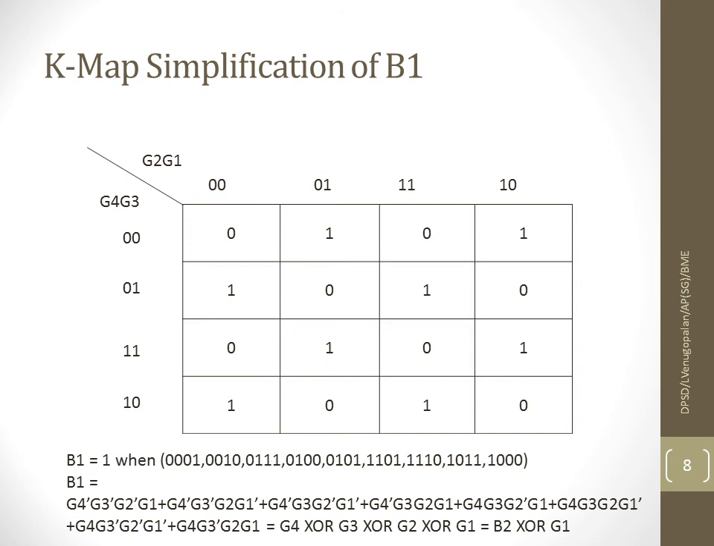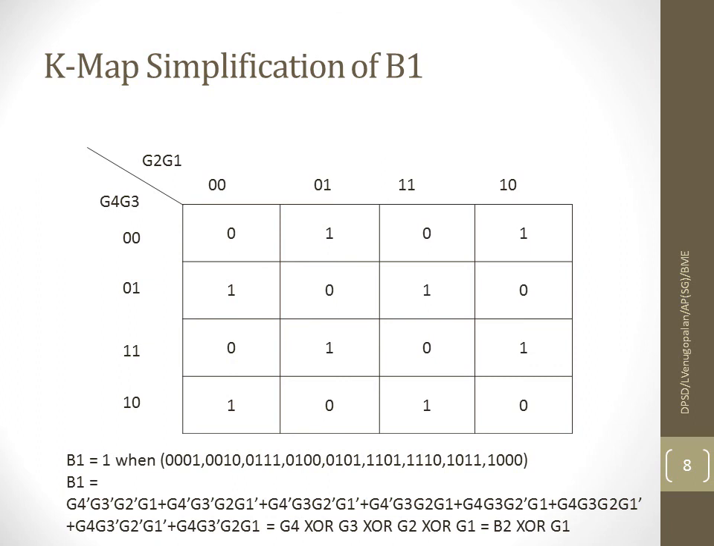And if you do the simplification, you will find G4 exclusive OR with G3, exclusive OR with G2, exclusive OR with G1. This would be your simplified equation for this particular min-term Boolean expression. Now, we know that when G4, G3 and G2 are exclusive ORed together, we get B2. So I just exclusive OR B2 with G1 to get my B1.